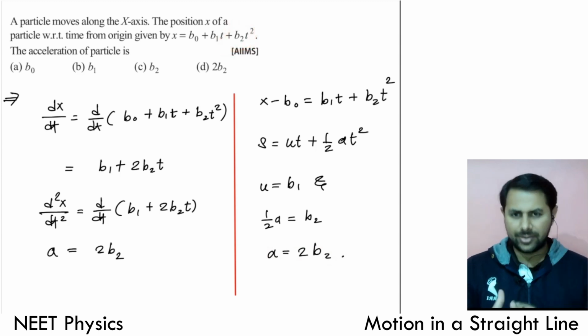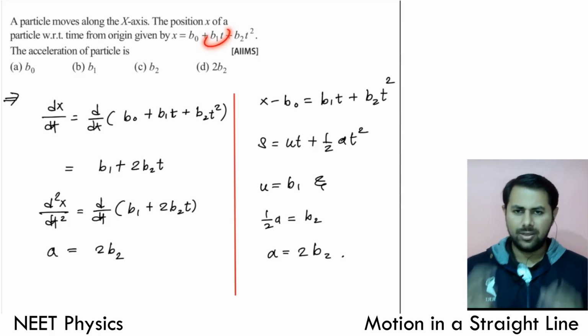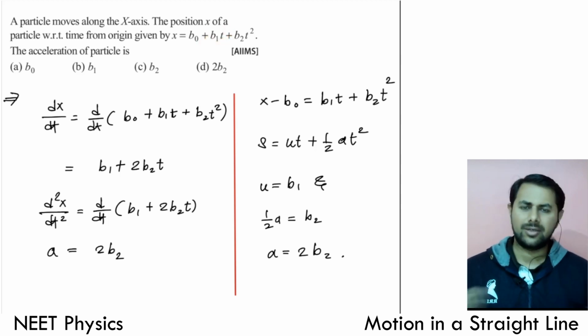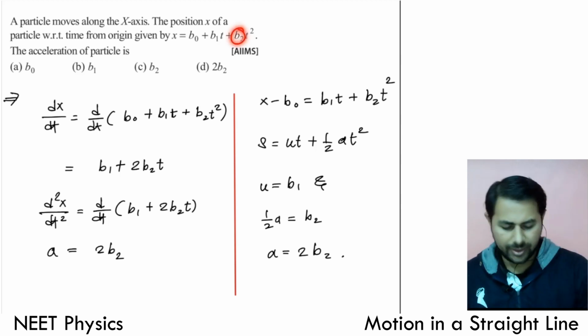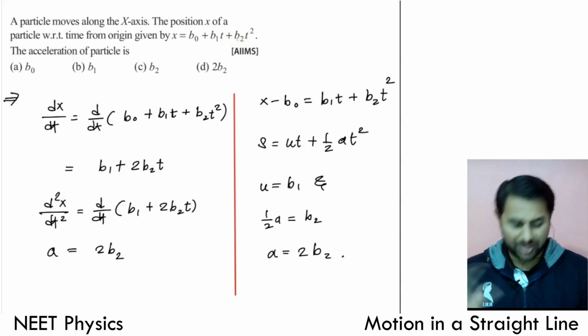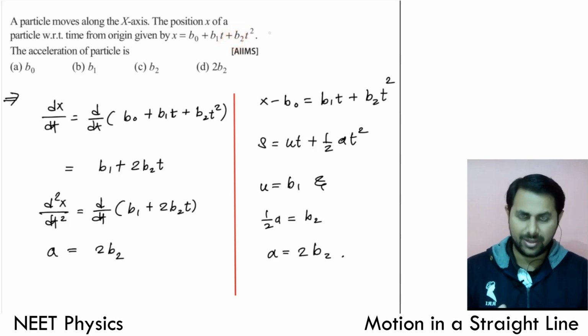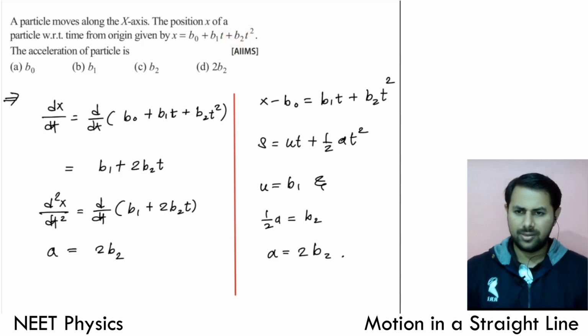If x is directly proportional to t square, or there is one term containing t and another term containing t square, then the acceleration would be the coefficient of t square multiplied by 2. Okay, coefficient of t square multiplied by 2, right? So this is very, very simple.